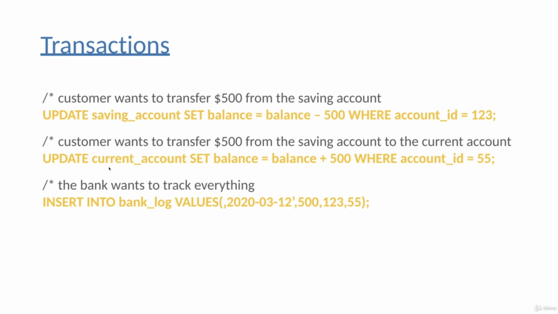But of course, we have to update the current account as well. So update the current account, set the balance to be the actual balance plus $500 because of course the customer wants to transfer $500 where the ID is equal to 55. And of course the bank wants to track everything, so we have to insert a new value into the log file. So these three SQL queries are not independent of each other. We have to make sure that either all of these SQL statements are executed, or we have to make sure that none of the SQL statements are executed.